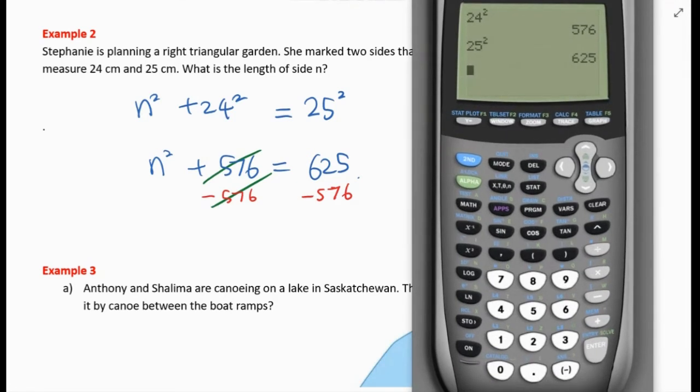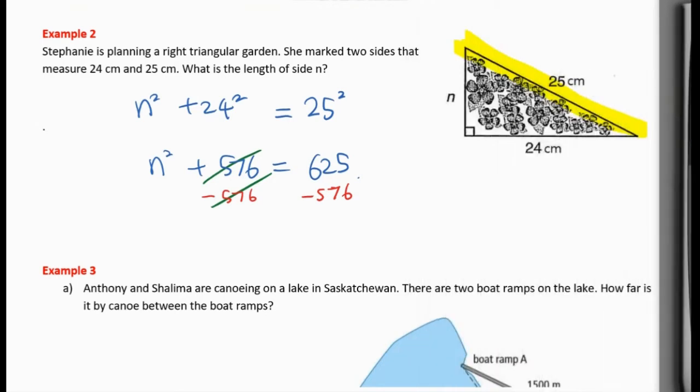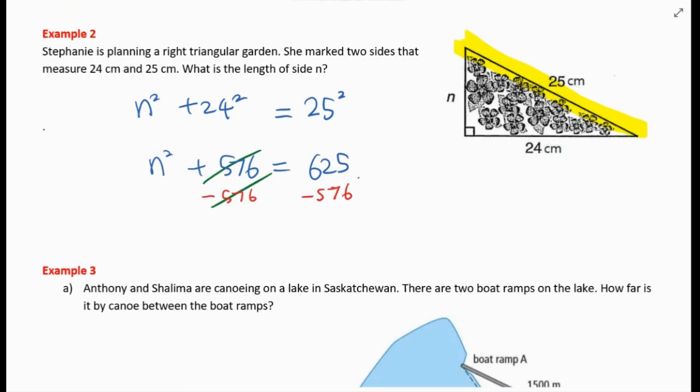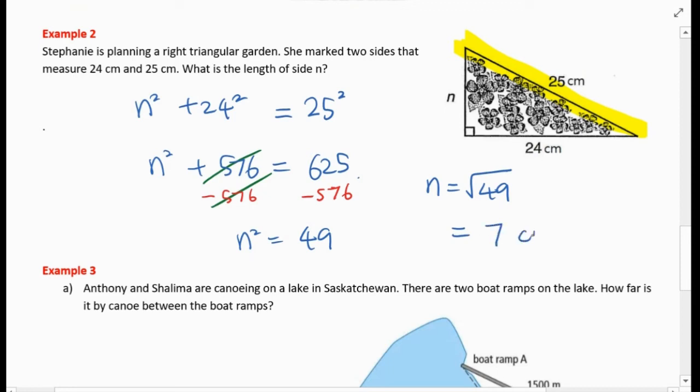And we're going to have 625 minus 576. And that is 49. So n squared is 49. Then n is square root of 49. And everyone, what's square root of 49? That is 7. So the answer is 7 centimeter.